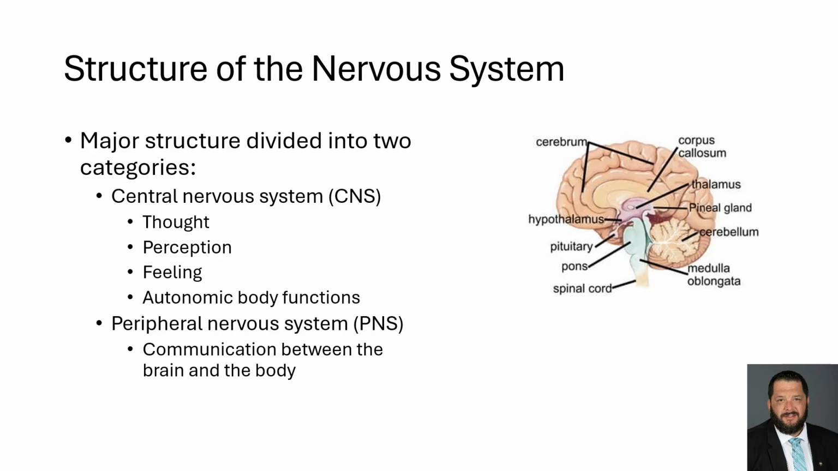When we look at the structures of the neurologic system, we primarily divide them into two main categories: the central nervous system and the peripheral nervous system. The central nervous system contains the brain and the spinal cord, and the peripheral nervous system has the rest of the nerves that are distributed throughout the body. The peripheral nervous system communicates information from the body to the central nervous system, where we process that information and respond accordingly. The central nervous system is also responsible for thought, perception, feeling, and autonomic body functions.